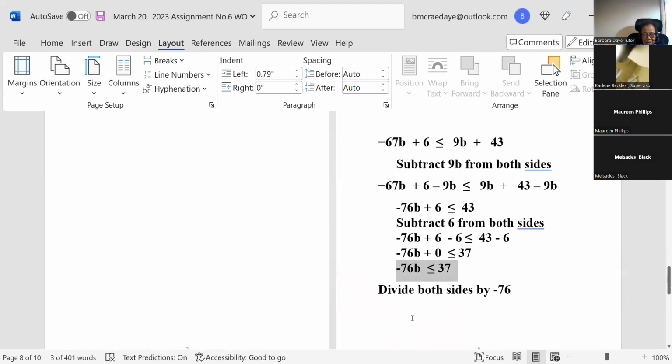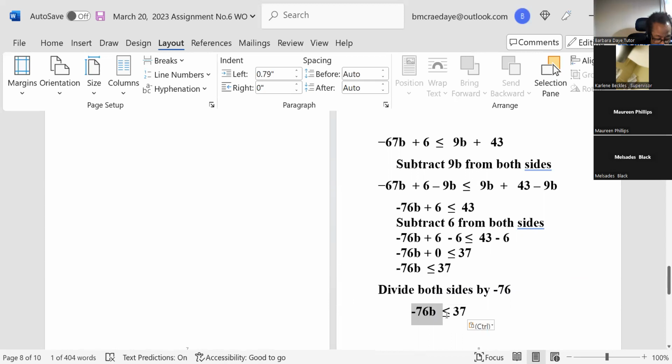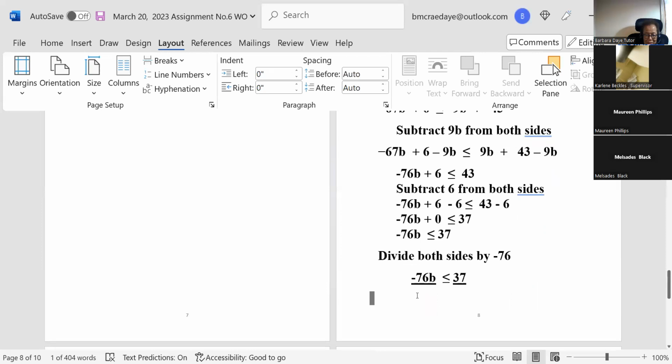Let me see. What did she divide? Divide 37 by minus 76. Therefore, 0.49. Yeah, put the minus 76 underneath both sides. Put it on the right side. That's what you're dividing by, right? Minus 76 and minus 76.